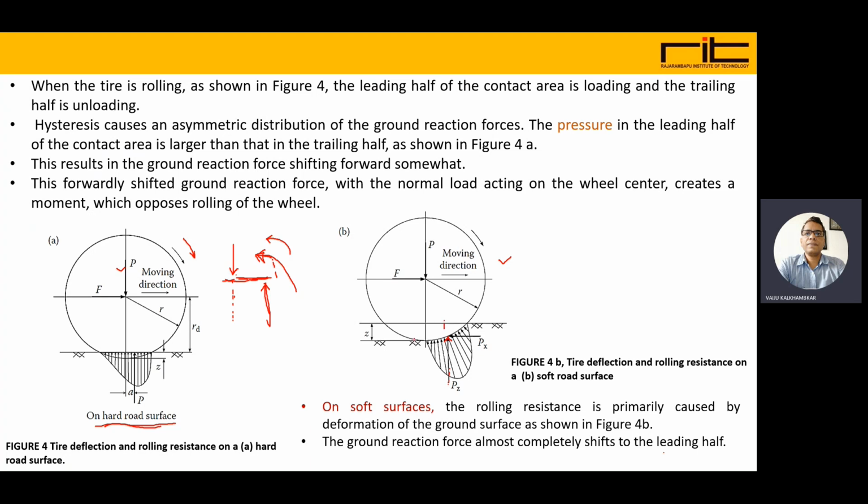So most of the leading half is shifted now. Some portion was here in the trailing half, but now you can see it is almost all shifted, and nothing is there on the trailing half. It is shifted into the front half. So the twisting moment or opposing moment will be larger. So we see that it is difficult, and more torque and more force is required from the engine or from the motor to run the vehicle on the soft surface.